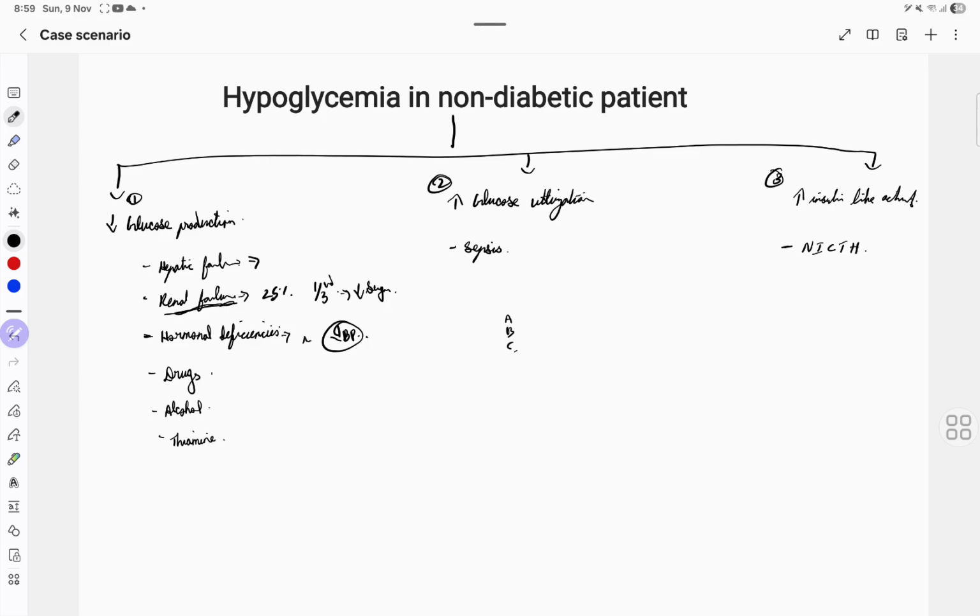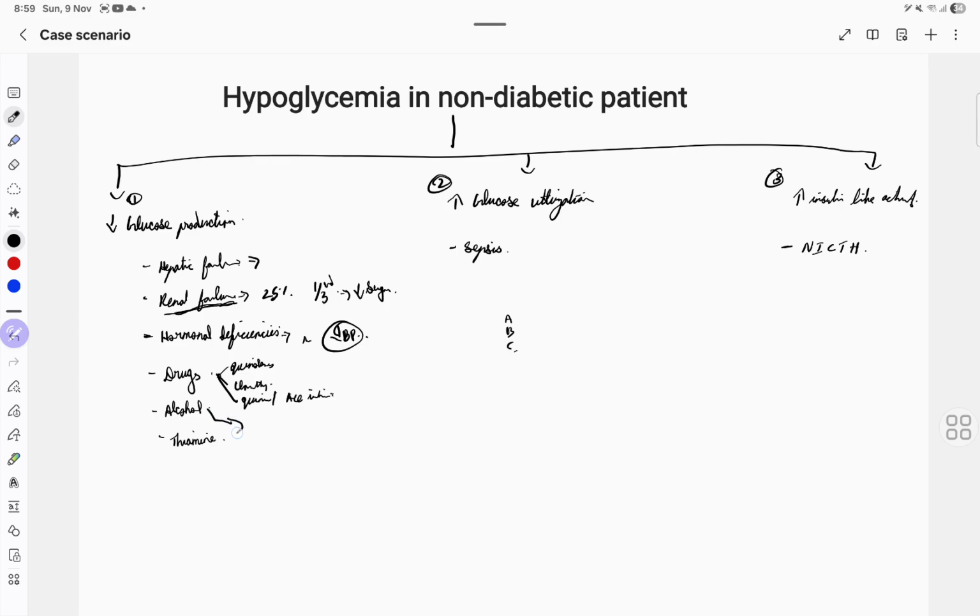Always check for drugs. Certain antibiotics and antimicrobials can trigger hypoglycemia, like quinolones, clarithromycin, then quinine, hydroxychloroquine, and ACE inhibitors too. These drugs either stimulate insulin release or potentiate insulin effect.